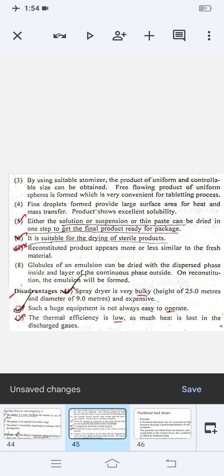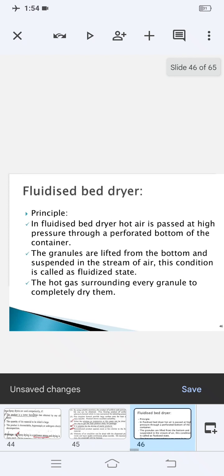Now next one is your FBD, that is your fluidized bed dryer. In short we can call it FBD. So what happens in this FBD? Hot air gas is passed at a very high pressure through a perforated bottom of the container which contains the granules which are to be dried. These granules are lifted from the bottom and suspended in the stream of air. So this condition is known as fluidized state.